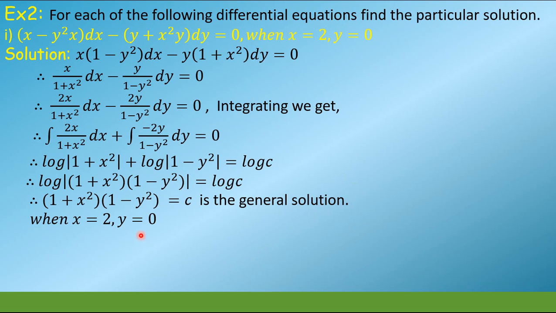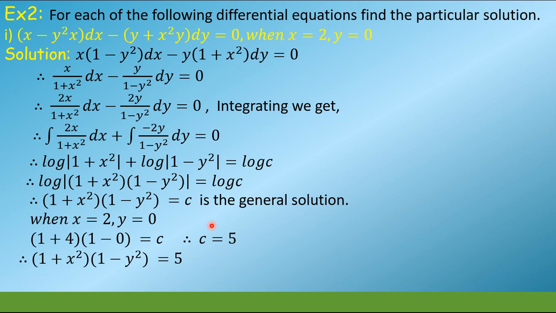Now in this general solution, you have to calculate the value of c by putting x is equal to 2 and y is equal to 0. So I have replaced into this equation. I got the value of c to be 5. Again replace this value of c in the general solution. You will get the particular solution. So very simple. This is a 3 marks question. Note this.